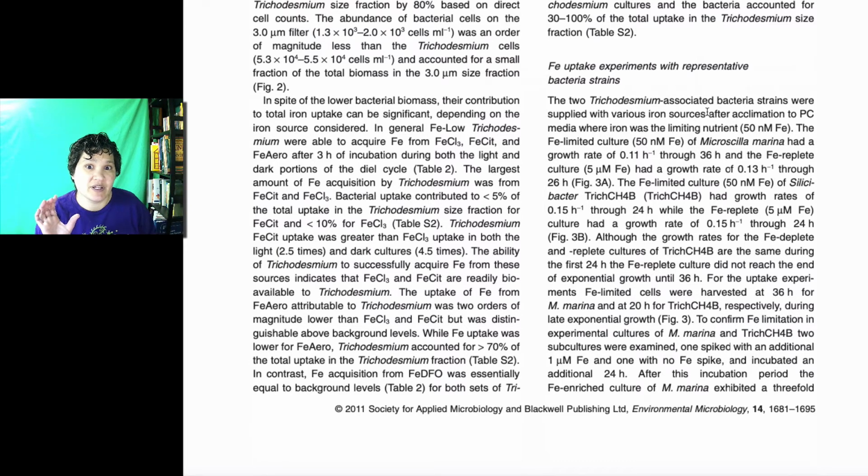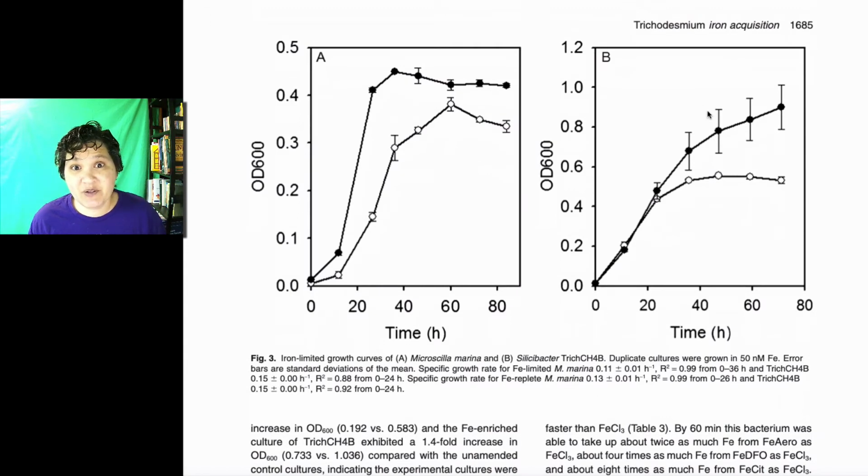Here's a general trend. Over 36 hours, I'm sure they didn't just measure it at 0 hours and 36 hours, right? They probably have a whole growth curve, but they're just reporting a trend. Here's the iron-limited growth curves. You probably saw that coming, right? Because they talked about a general trend, okay?